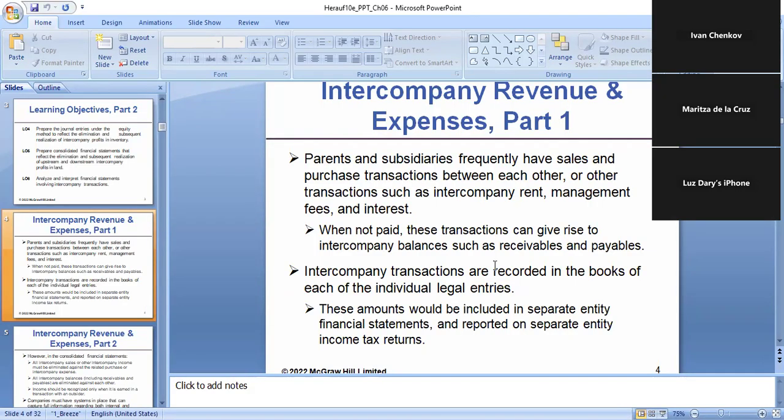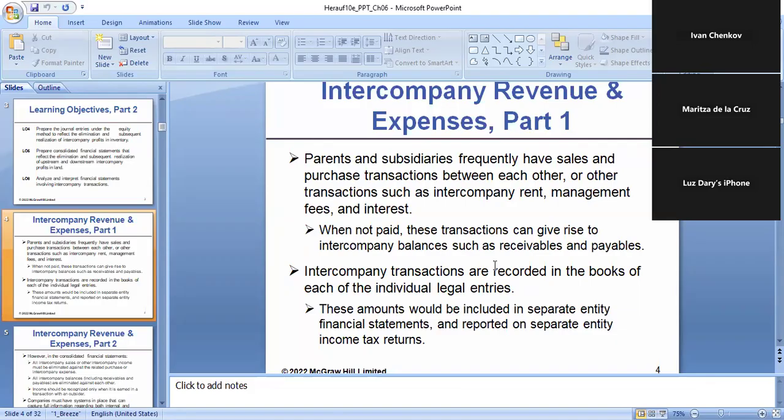Why? Because we're going to go back to the original transaction, which was the purchase of the laptop from the outside for $1,000, and selling the laptop to the outside for $5,000. That's the only thing that we're going to account for. So that's what we're going to do today.